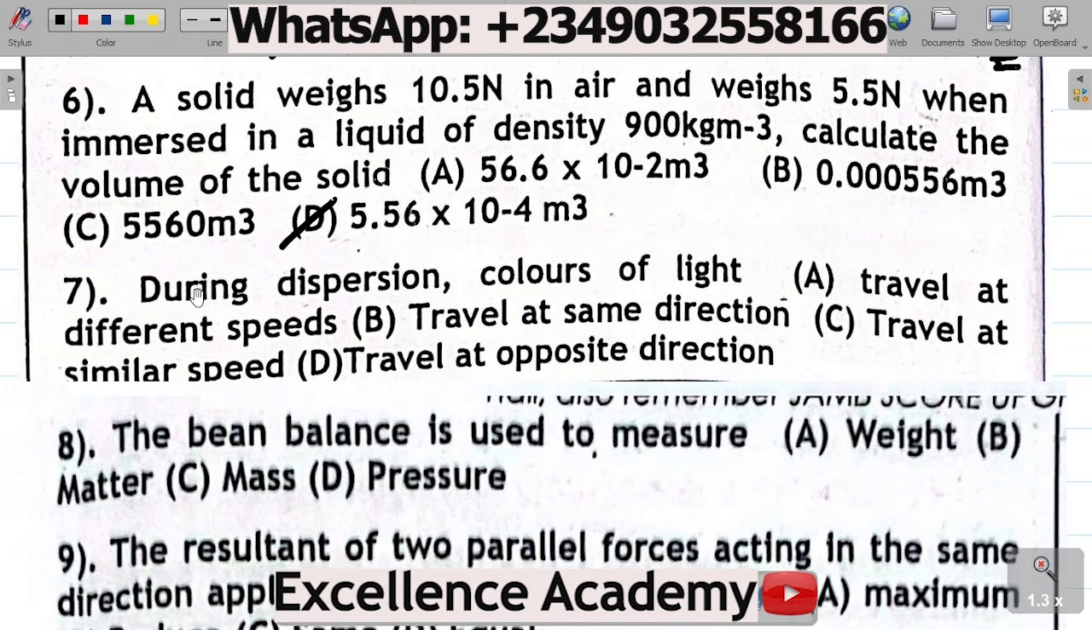Question 7 says, during dispersion, colors of light A, travel at different speed, B, travel at the same direction, C, travel at similar speed, D, travel at opposite direction. So for this particular question, the correct answer is A, travel at different speeds. That's your correct answer. You want to note that dispersion occurs because different colors have different speeds in a medium like glass, and this causes them to separate.